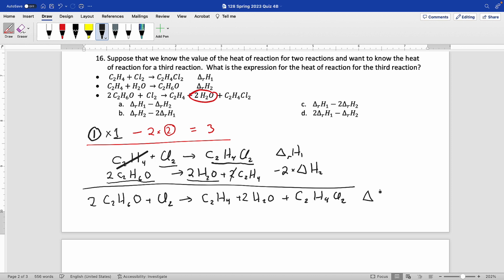So this is delta H for reaction 3, and we can see it must be equal to delta H for reaction 1 minus twice delta H for reaction 2, as we had said. So let's go ahead and circle that answer, reaction 1 minus twice reaction 2.